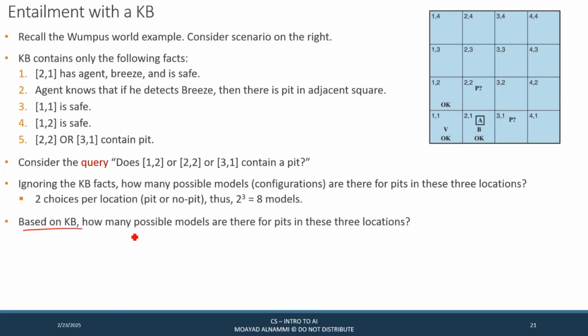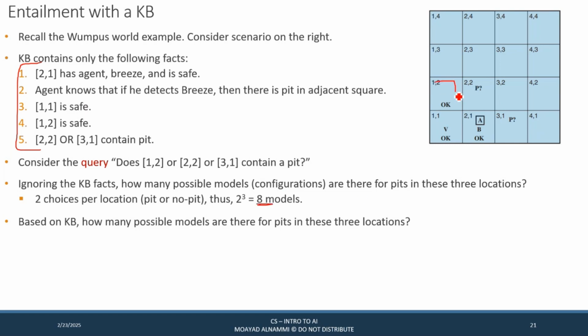Based on the knowledge base, how many possible models are there for pits in these three locations? I wanted to make it clear. If we ignore the knowledge base facts, the number of possible configurations for these three locations is 8. However, because we have facts in our knowledge base, it restricts the number of models from 8 to a lower number. Why?